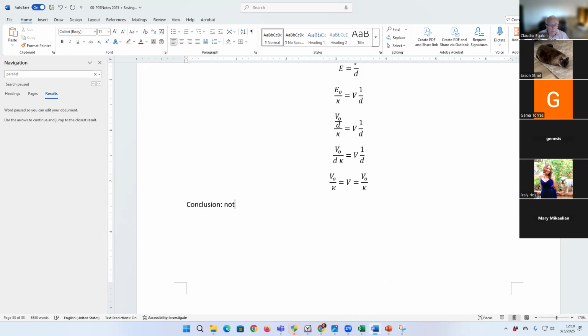Let's see, conclusions. I'm going to put it like that. One, the E field decreases when we add a dielectric material other than vacuum. The electric potential also decreases. Okay?